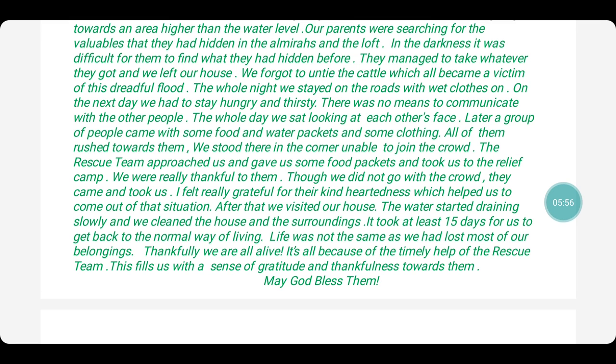The rescue team approached us and gave us some food packets and took us to the relief camp. Though this person, or I, was unable to open up and go and ask for the food, the rescue team approached me and my family, and provided us with the food and the clothing, and they had taken us to the relief camp.